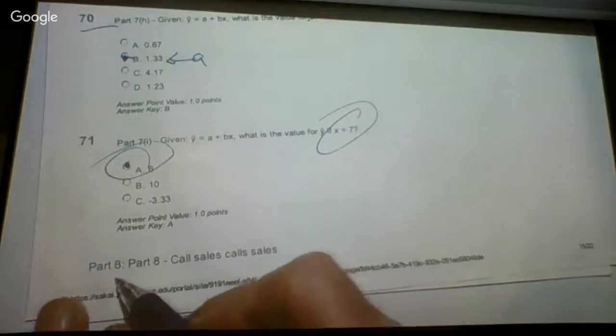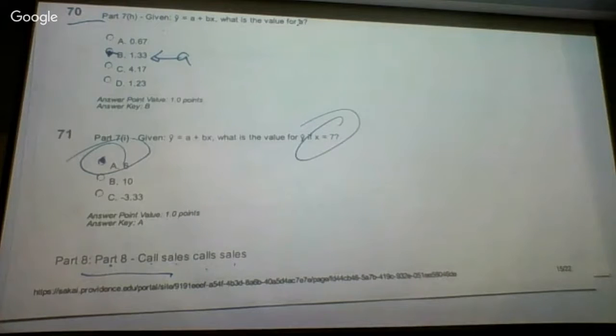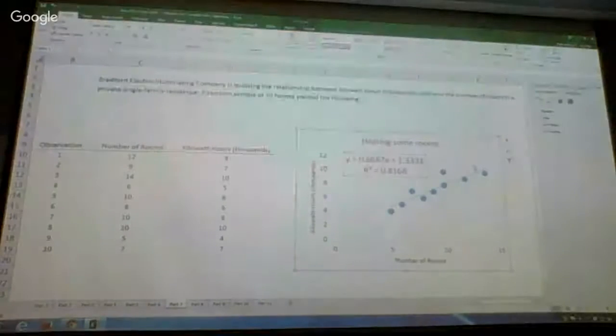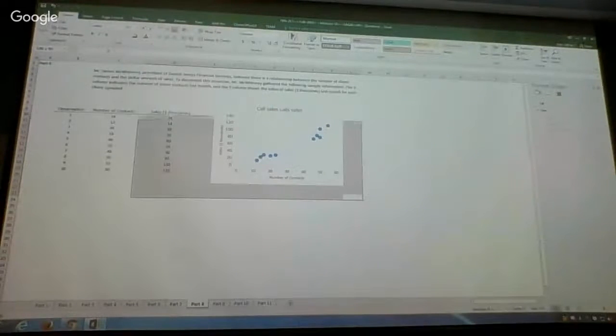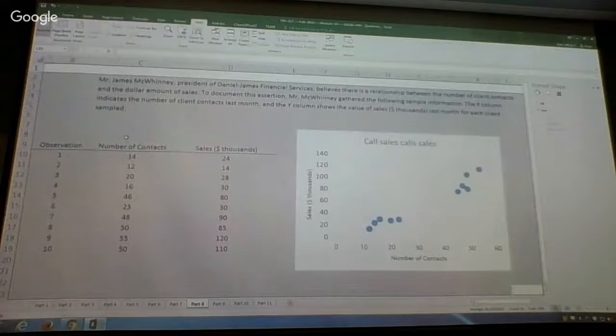Part 8 is the next part, because it says part 8. Part 8 is part 8. Call sales, calls, sales. Let's take a look. Part 8. Wow. What's the nature of that relationship? Nature of that relationship, what do you say?